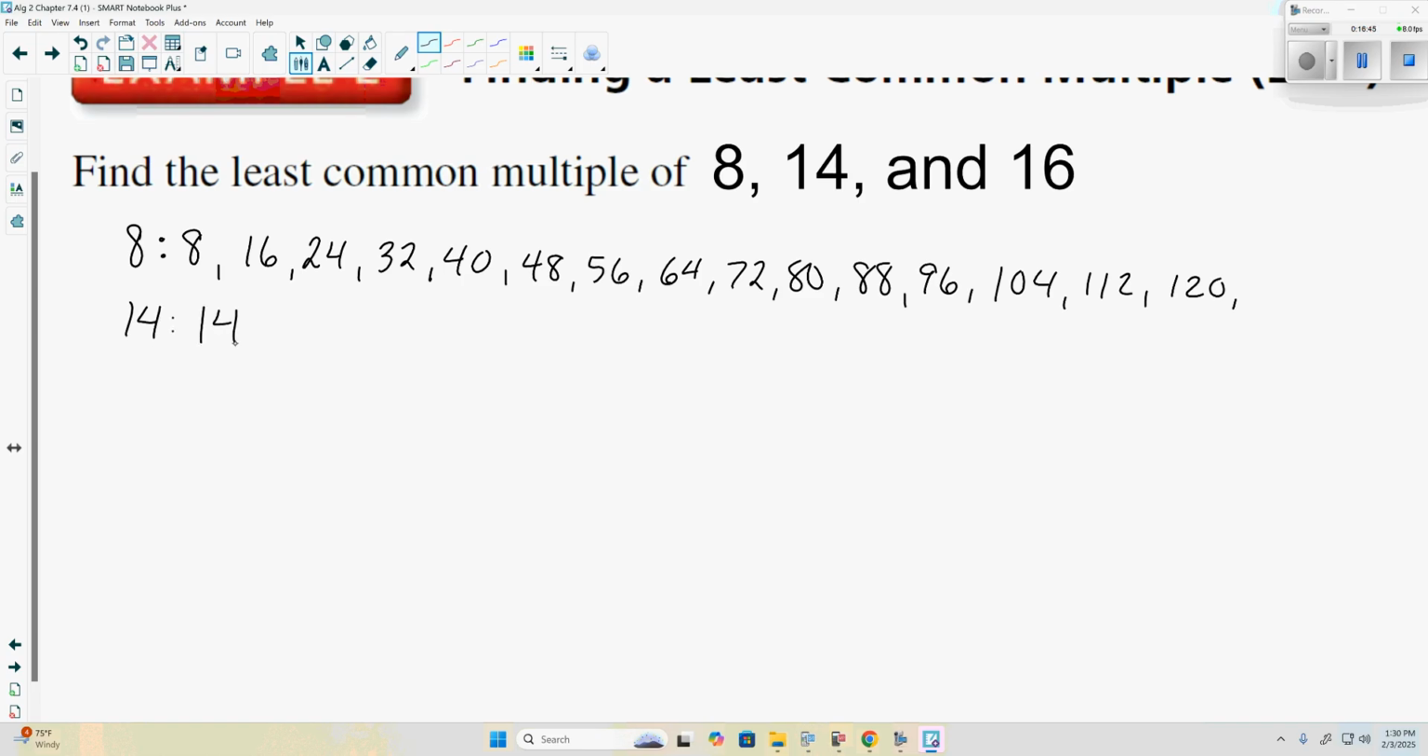We do the same thing with 14: 28, 42, 56, 70, 84, 98, 112, 126. Oh, that is kind of nice that 112 worked. And that's the only one between 8 and 14 that did work, is 112.